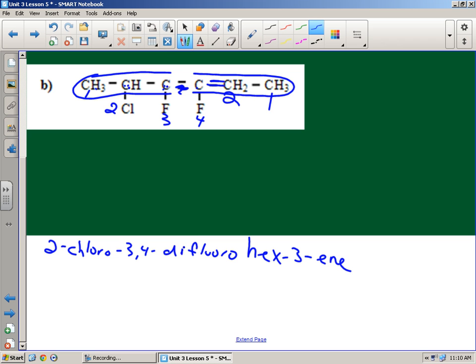If you forget a difluoro for the di part, it's going to be marked wrong, okay? It's either right or wrong. There's no half marks here. You might forget the ene part or something like that. So there's lots of little things here that you have to be aware of, okay?